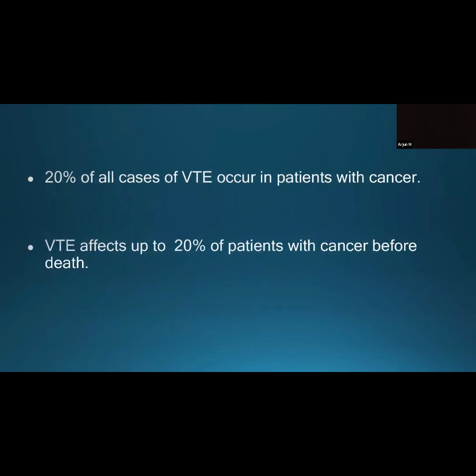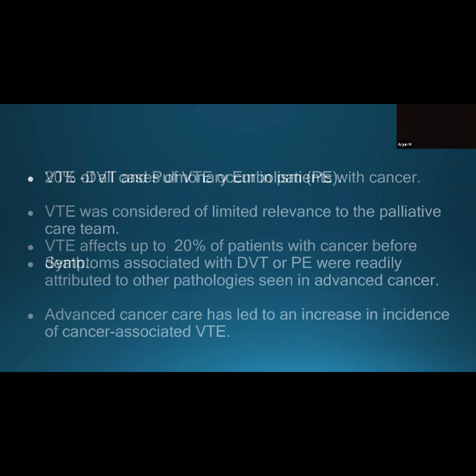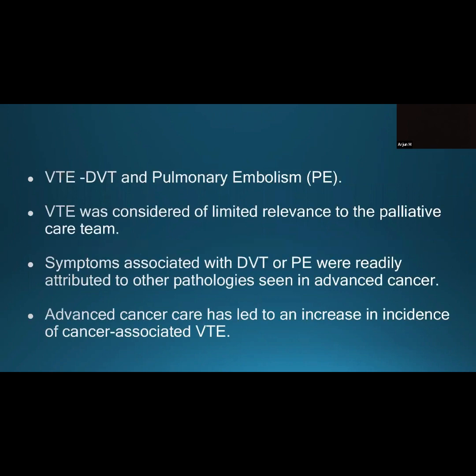From a statistical point of view, almost 20% of all cases of venous thromboembolism occur in patients with cancer. And in cancer patients, about 20% of them have an episode of venous thromboembolism before their death. When we talk about venous thromboembolic events, we consider two terms: one is deep vein thrombosis and the other is pulmonary embolism. I believe all of us must have encountered multiple patients who suffer from at least one of them, either deep vein thrombosis or pulmonary embolism.